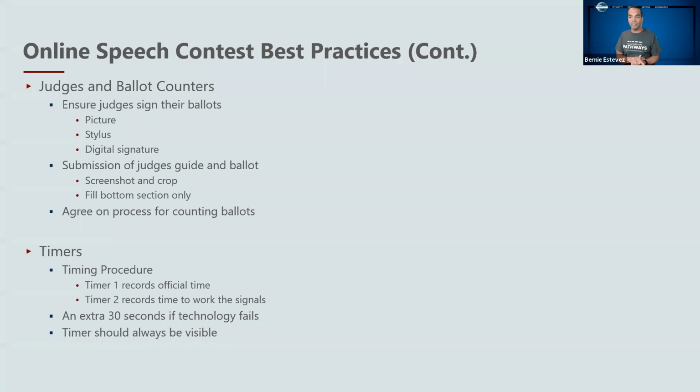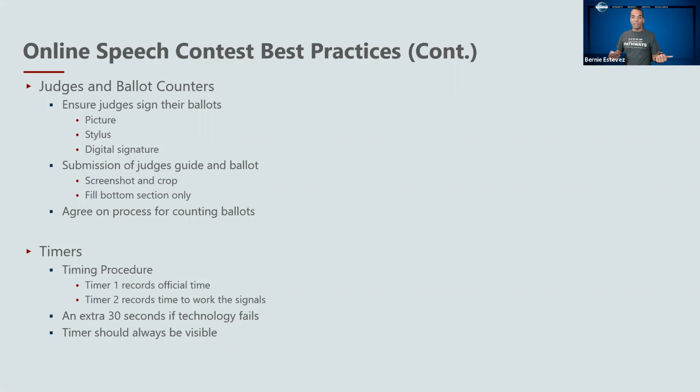Okay, let's talk about timers now. Obviously it's recommended that you have two timers. The way this should work is that timer 1 will essentially record the official time. That's all they're doing. They have their stopwatch and their timer sheet there, and they're recording the official time. And then timer 2 should be the one displaying the light, but of course, they're also going to be keeping time. Timer 2 will also serve as a backup for timer 1.